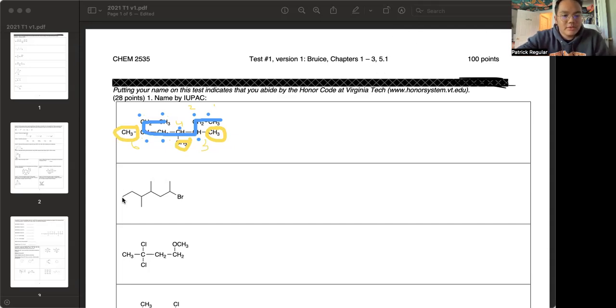Now for the next one, it's another situation where it might be first instinct to just go across. So people might think 1, 2, 3, 4, 5, 6 carbons, but no. Again, longest carbon chain, you have to include this as well. So the carbon chain would be 1, 2, 3, 4, 5, 6, 7. It's a heptane.